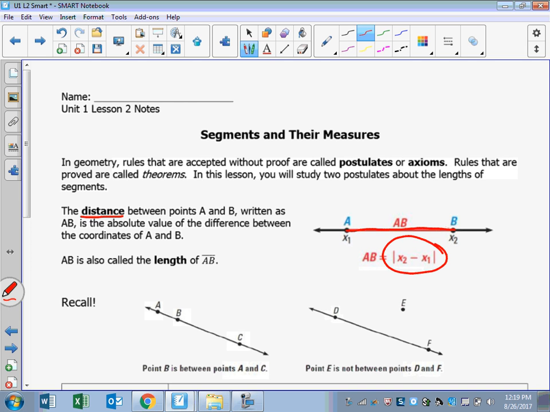So to find distance, you have to subtract. It's the difference between 2 points. But I also want to highlight the fact that it's an absolute value. I want you guys to take a second and think about what that means, and we're going to address that actually on the next page of these notes.